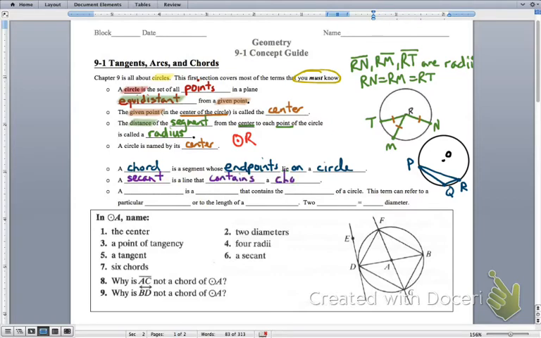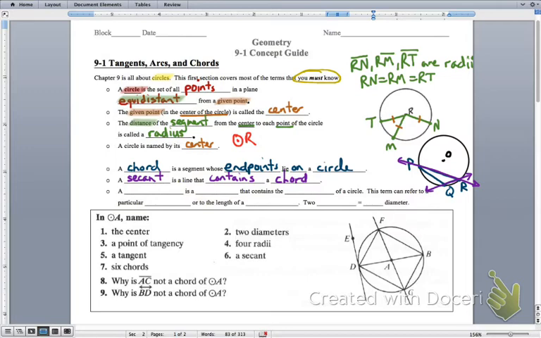A secant is a line that contains a chord. So a secant will go all the way through the circle. So these purple lines that I just drew, line PR and line QR, those are called secants. Secants, of course, are related to chords, but a secant goes all the way through. A chord has endpoints on the circle. That is the difference between the two.